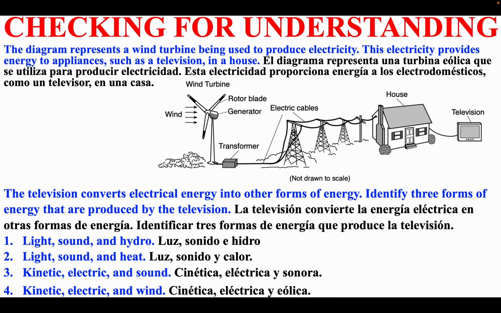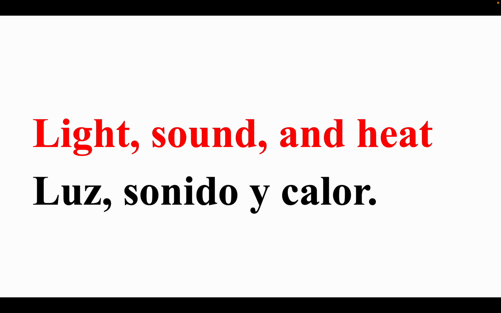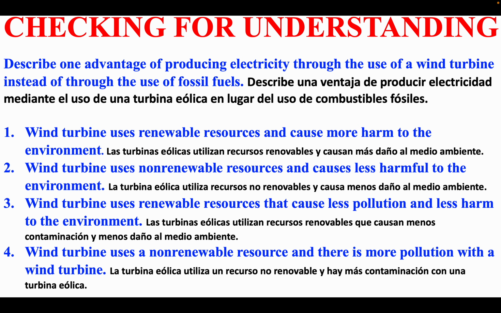It says identify 3 forms of energy that are produced by the television. And television produces light, sound, and heat. Next question, describe one advantage of producing electricity through the use of wind turbine instead of through the use of fossil fuel. So which one is an advantage? 1. Wind turbine uses renewable resources and cause more harm to the environment.